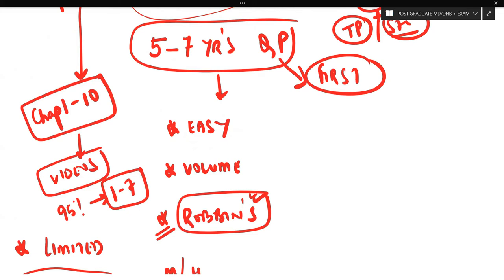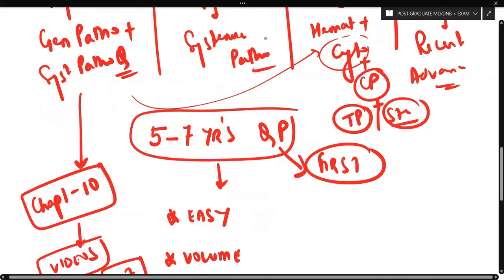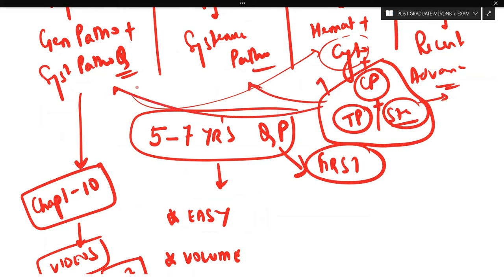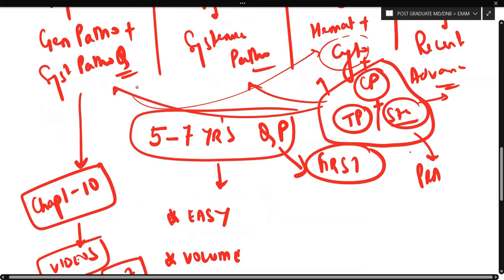Now, coming to your third paper, that is hematology, cytology, clinical pathology, tissue processing and everything. This clinical pathology, tissue processing, all this stuff is not confined to paper number 3. Rather, this can be asked across all these sections. And these are actually important topics for practical, so I will discuss them in detail during the practical.